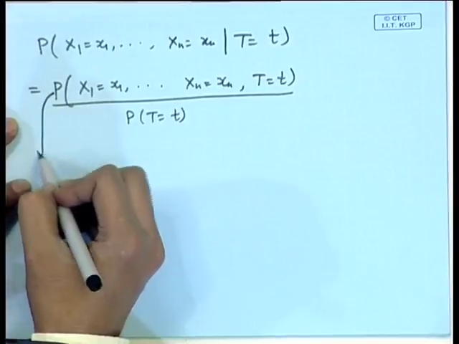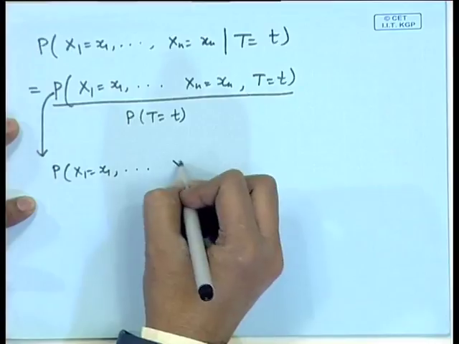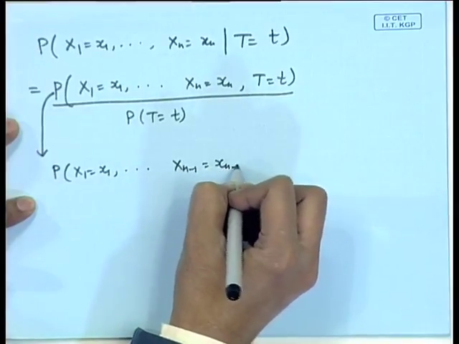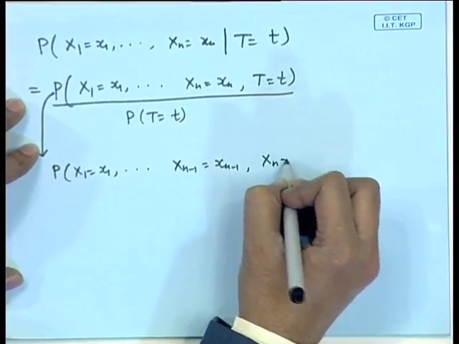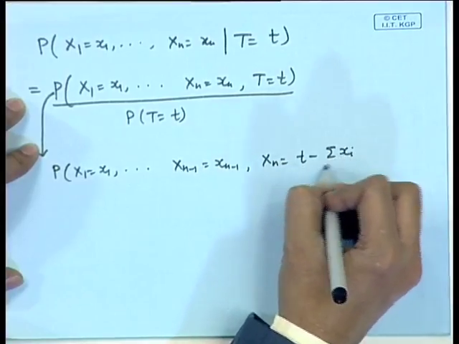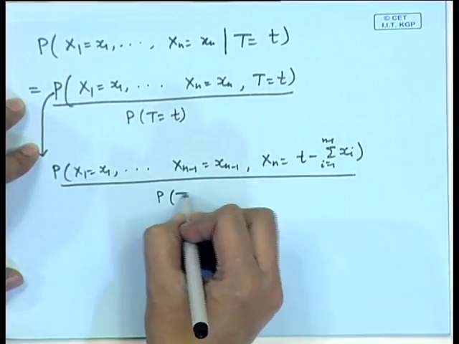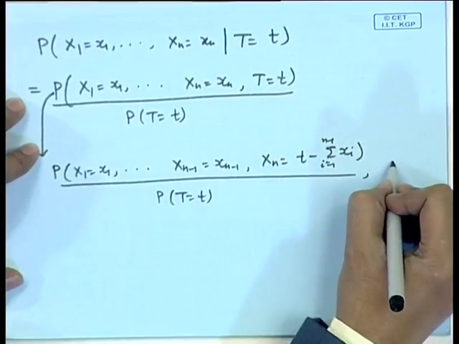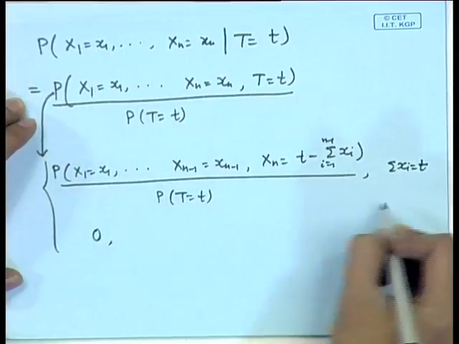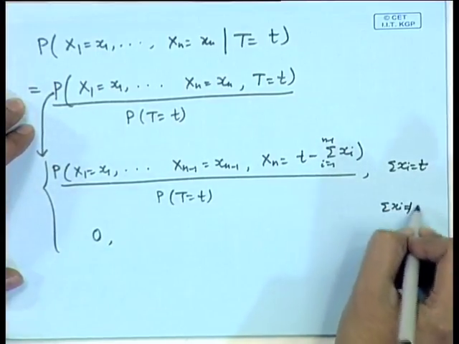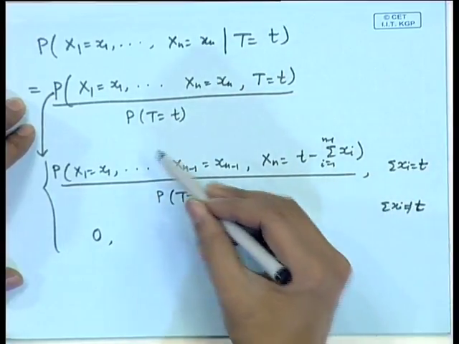We simplify this. We can write it as the probability of X1 equal to x1 and so on, X(n-1) equal to x(n-1), and Xn equal to t minus the sum of Xi from 1 to n minus 1. This is valid if the sum of xi is equal to t, otherwise it is defined to be 0, because it is conditional on t. So, for every value of t we have to determine this.